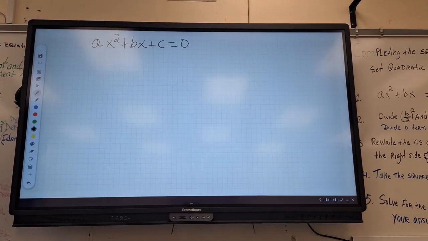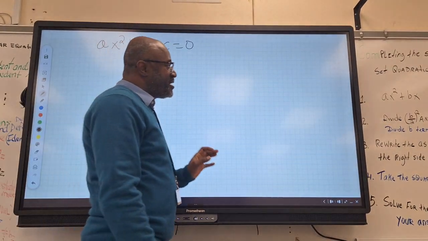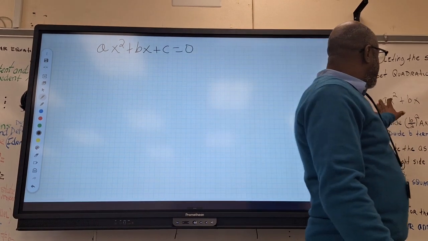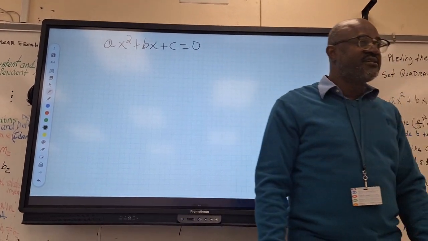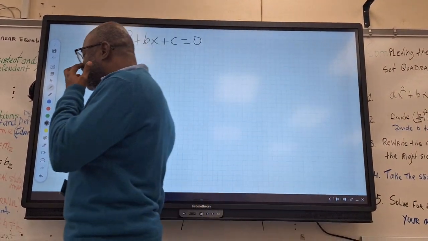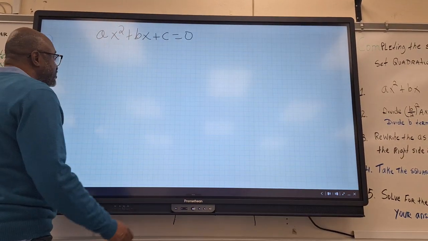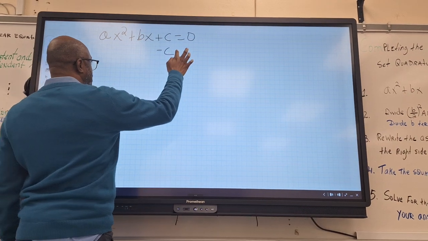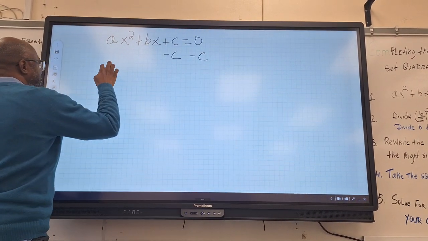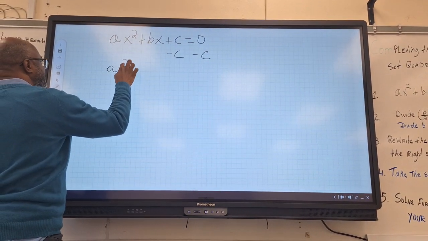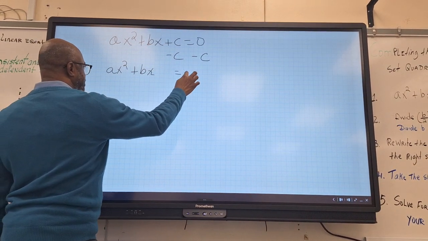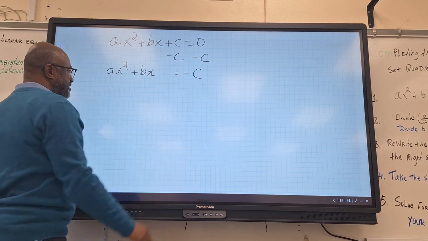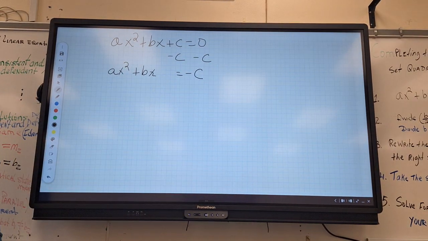Quadratic equation. So when using completing the square, your objective is to have the A term and B term on one side. Whatever the C term is, you need to get rid of it. In this case, what will you do? You subtract C from each side. So you will end up with ax squared plus bx is equal to negative c.